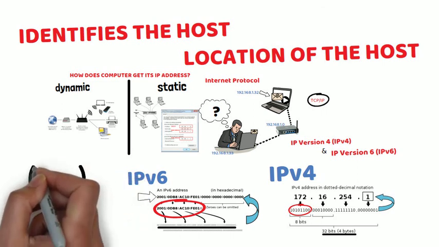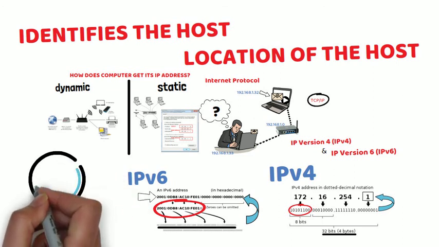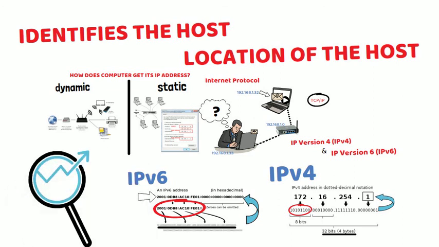Its role has been characterized as follows. A name indicates what we seek. An address indicates where it is. A route indicates how to get there. The header of each IP packet contains the IP address of the sending host, and that of the destination host.